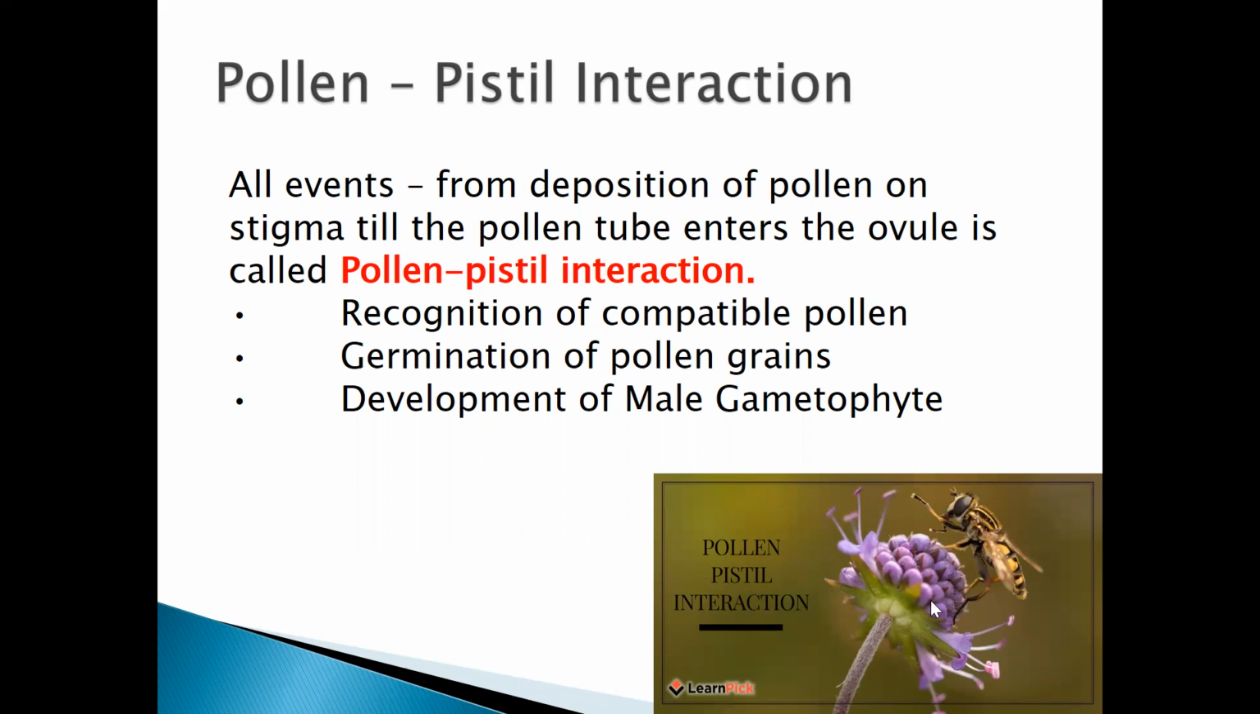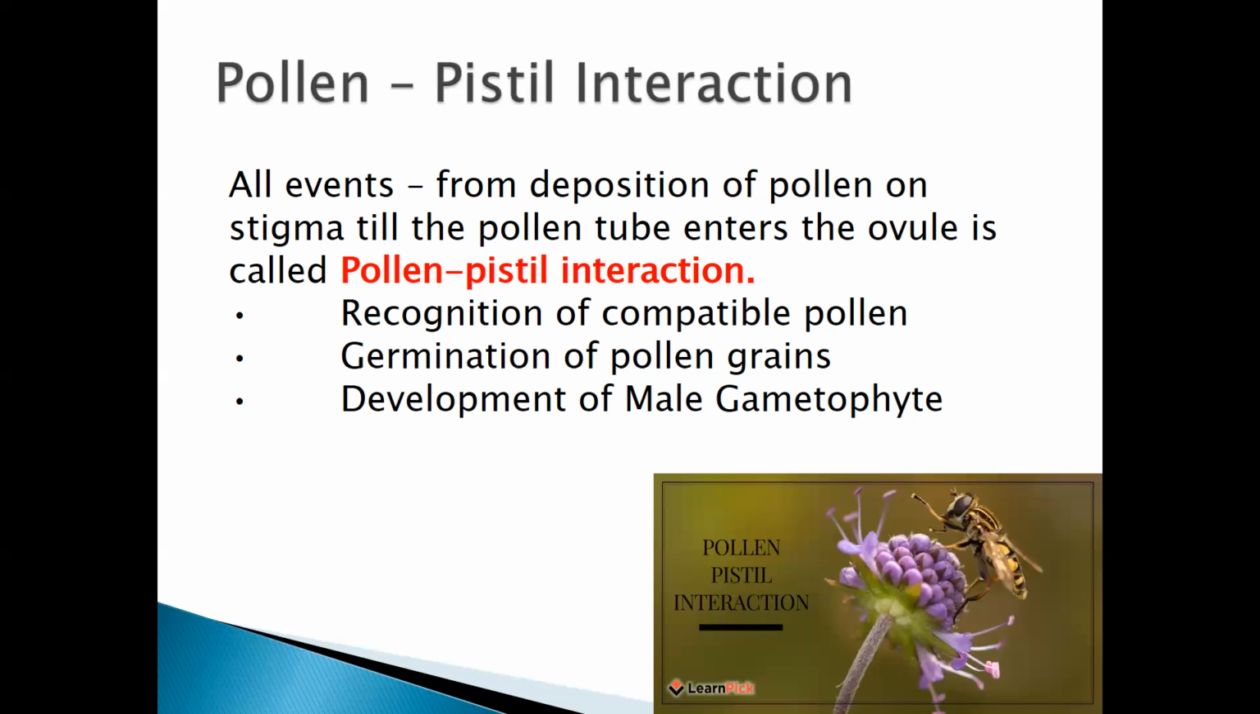Till the pollen grain germinates on the stigmatic surface, forms a pollen tube and enters the megasporangium, that is the ovule of the flower, until there it is known as pollen-pistil interaction. Till last class, we studied about this. The definition of pollen-pistil interaction is important.